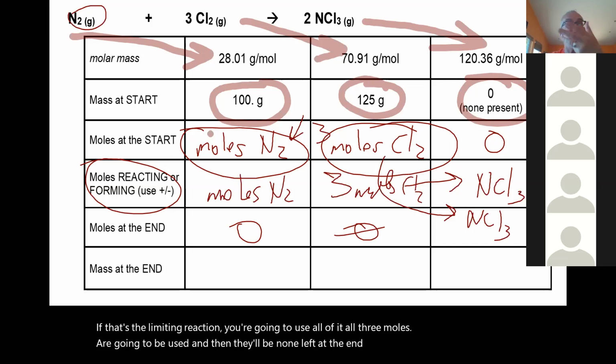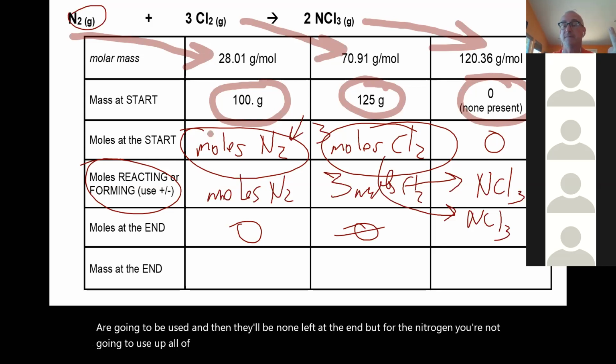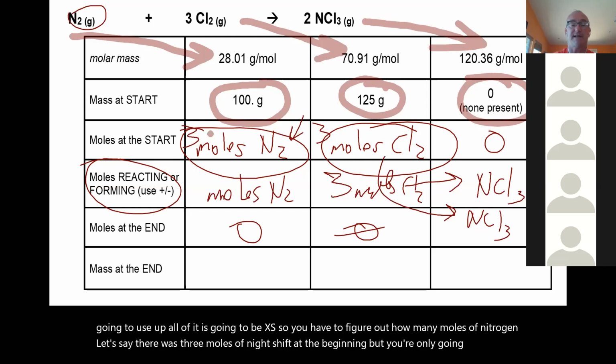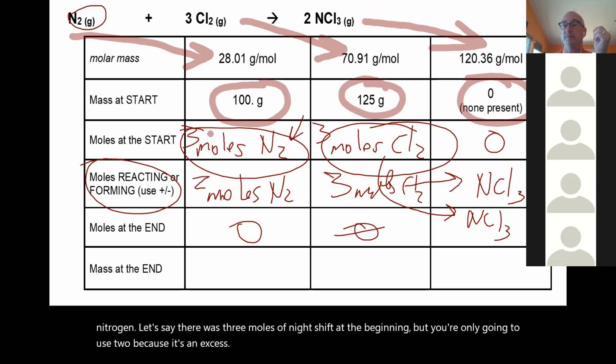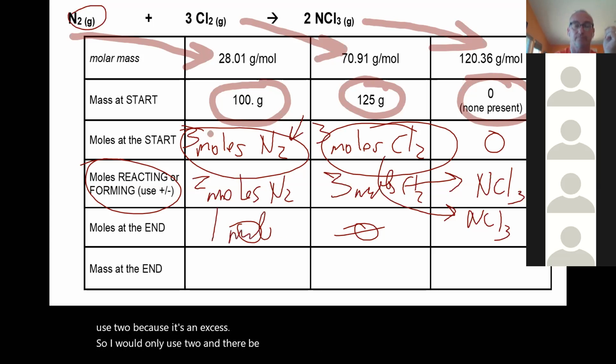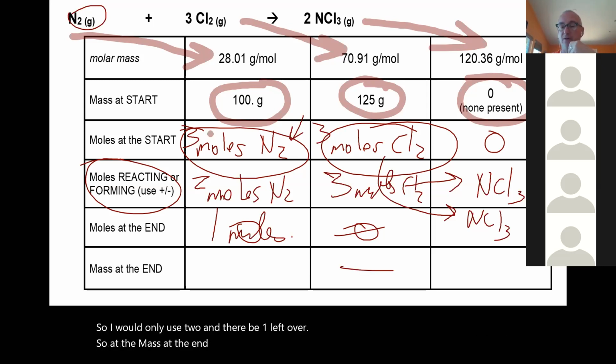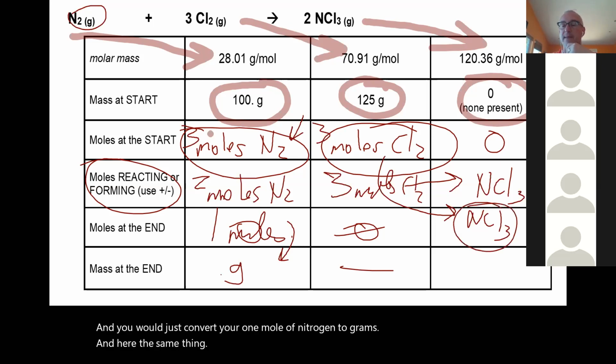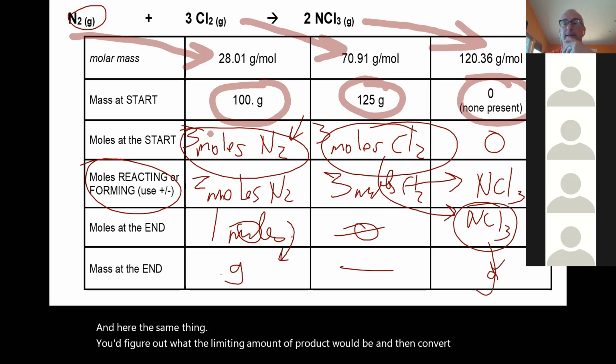But for the nitrogen, you're not going to use up all of it. It's going to be excess. So you have to figure out how many moles of nitrogen. Let's say there was 3 moles of nitrogen at the beginning, but you're only going to use 2 because it's an excess. So I would only use 2, and there'd be 1 left over. So at the end, the mass of chlorine would be none because you don't have any chlorine left, and you would just convert your 1 mole of nitrogen to grams. And here, the same thing. You'd figure out what the limiting amount of product would be, and then convert that to grams at the end, okay?